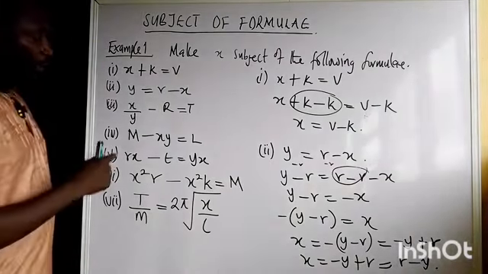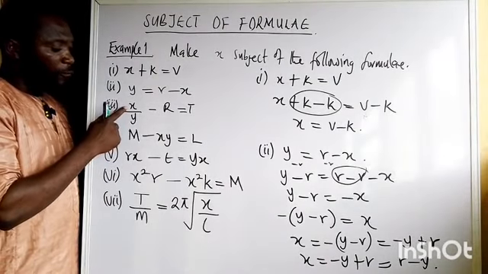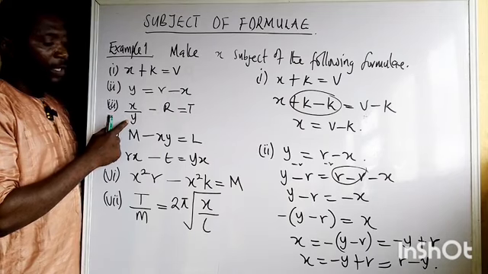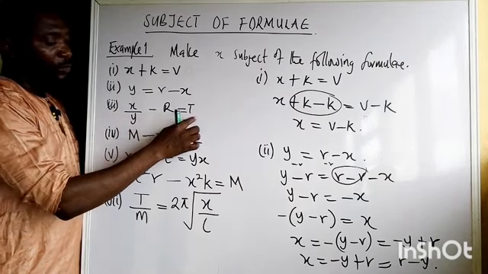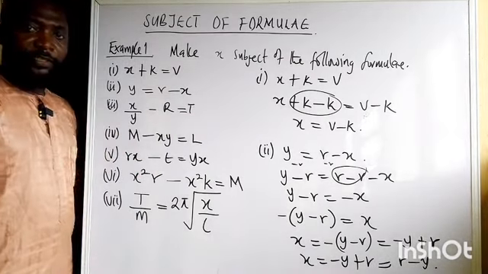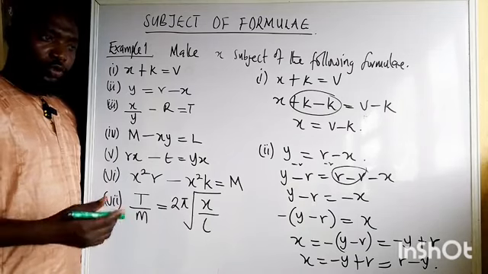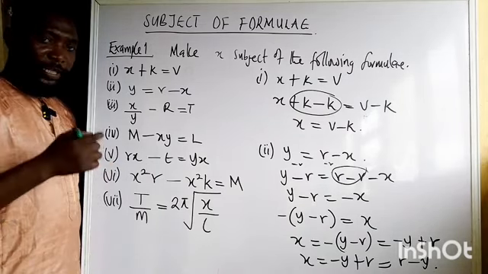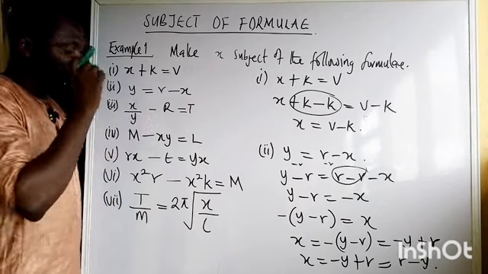Now look at this third example here. We have X divided by Y minus R equals T. How do we make X subject here? This is very simple. You know the rules. When you want to make a letter subject, you make sure you remove anything that is attached.